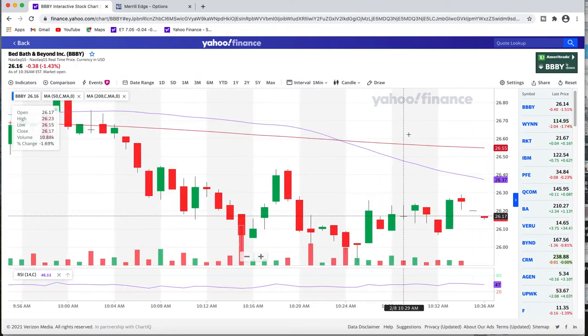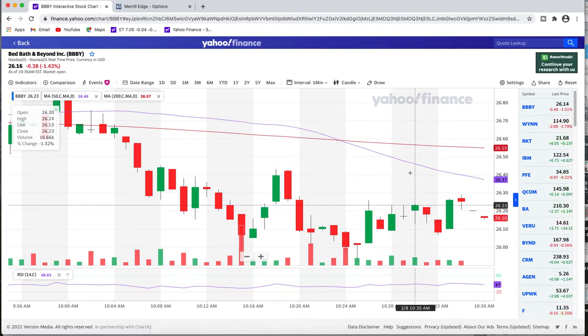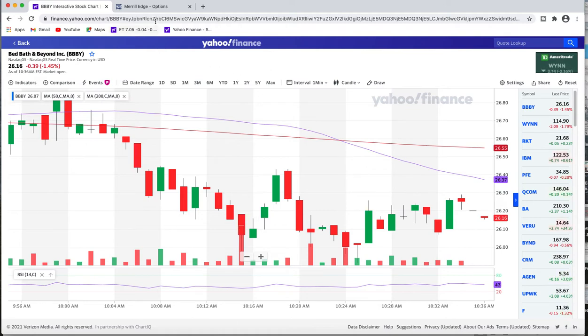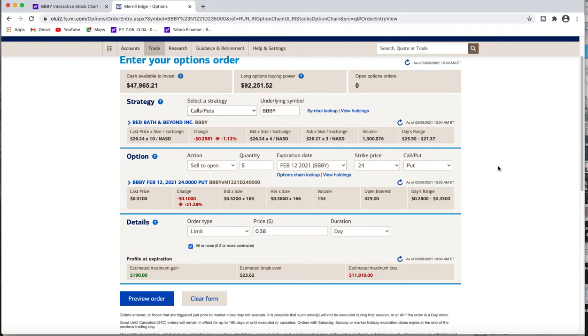BBBY. Like I stated, I wanted to get it down to somewhere around 26 to 25. We're close to the 26 mark. I'm going to pull the trigger on half the shares. All right, we're going to go over to our Merrill Edge account. I got an order up right now to sell a put option.